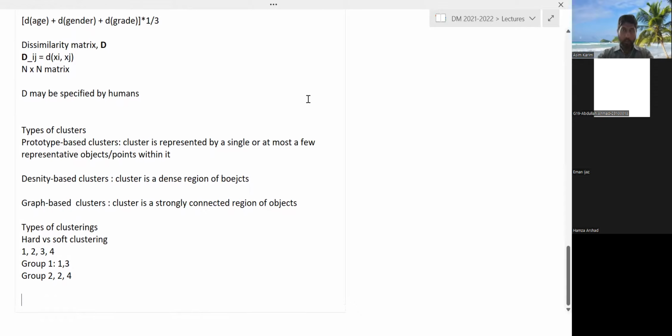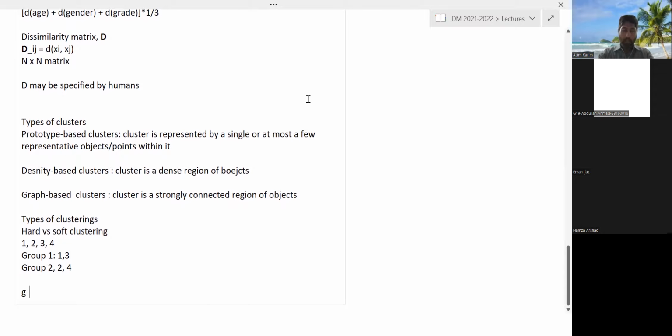So what is soft clustering? Soft clustering would mean that in group 1, you would say object 1 is there, and assign a probability.